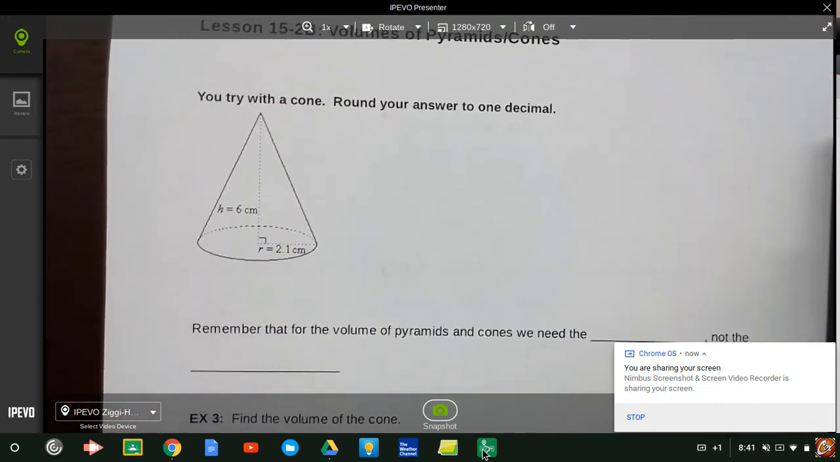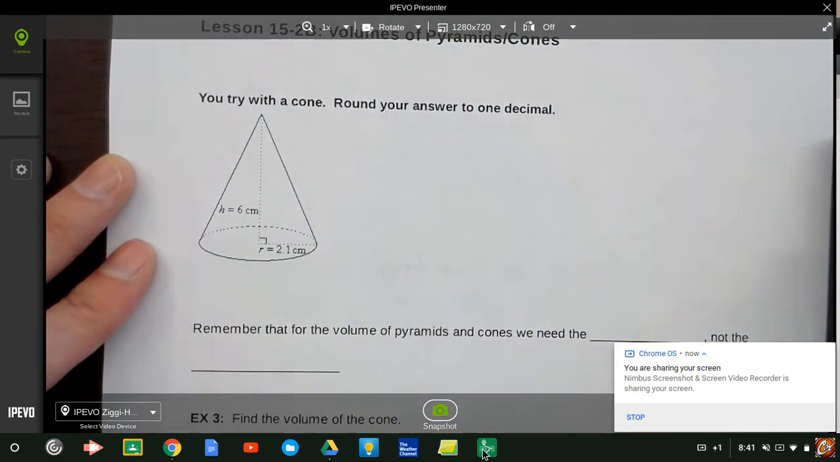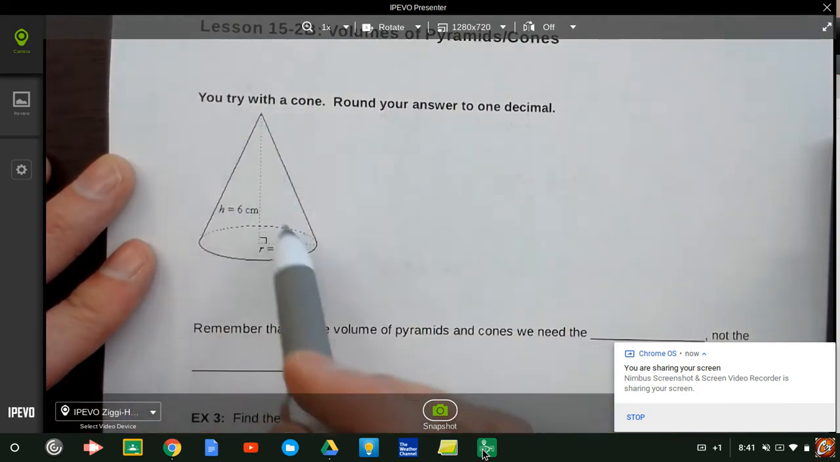Let's talk about our cone. Try and find the area of this cone. Go ahead and round your area to 1 decimal, because that'll make it easier to type into the problem here. Okay? Give this a shot. Find me the volume of this cone.